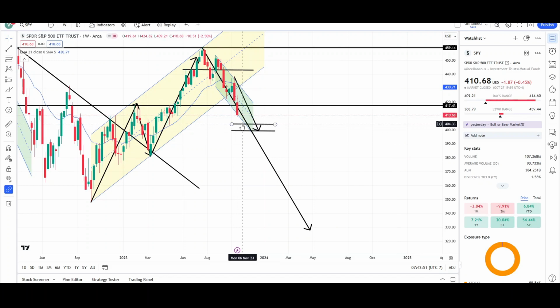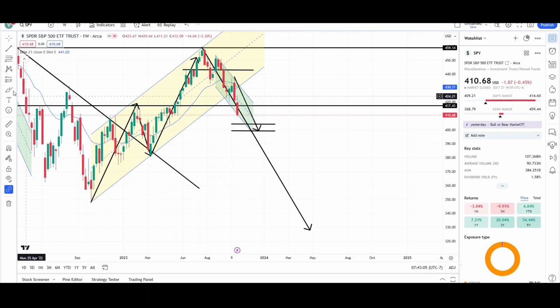I'm looking for the 404 or the 399, 398 as potential reversal zones. If we see a strong reversal take place, I think finally the bulls are continuing the uptrend higher. We're gonna probably see the 458 and possibly even higher from there.